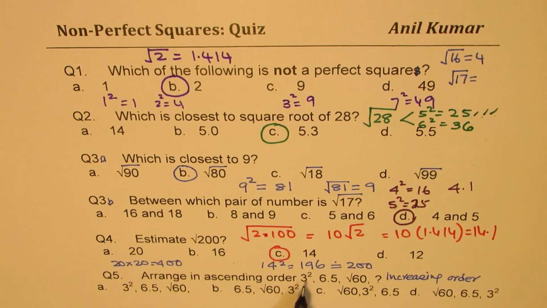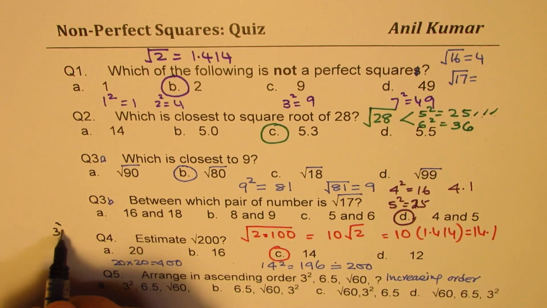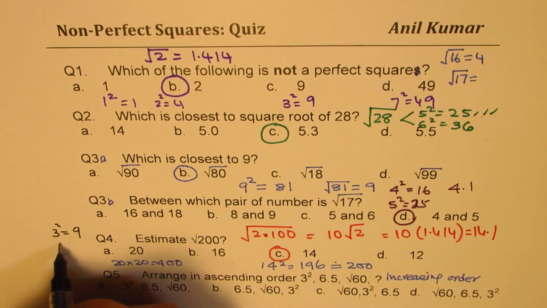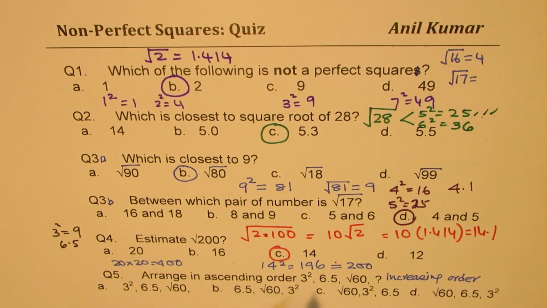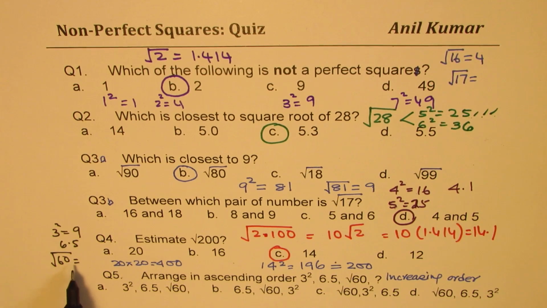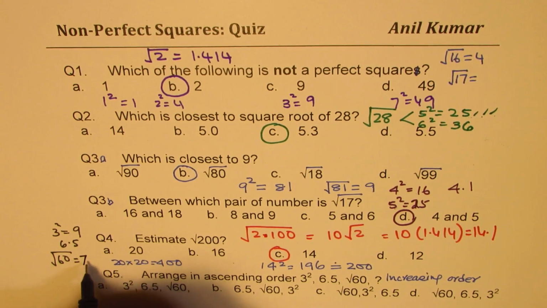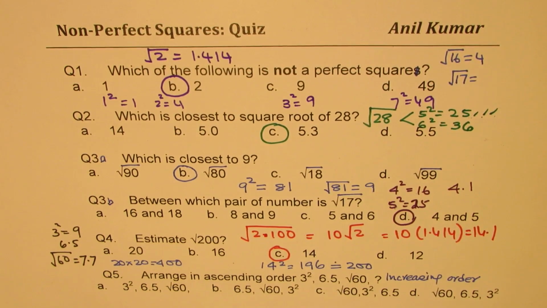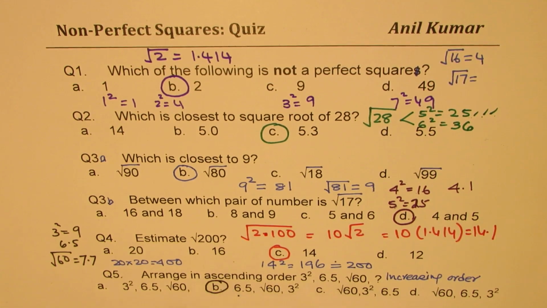Well, of course, the way is, what is 3 square equal to? Let's write down. 3 square is equal to 9. Correct. 6.5 is already given to us. Okay. Ascending means 6.5 is smaller than 9. And square root of 60 should be what? Well, less than 8. 8 square is 64. So it could be around 7. Okay. So that is what we could estimate. Now, if I have to arrange in ascending order, the lowest is 6.5. So what I get here is lowest is 6.5 and then square root of 60 and then 3 square. So I get B as my option. Perfect. I hope that makes sense.